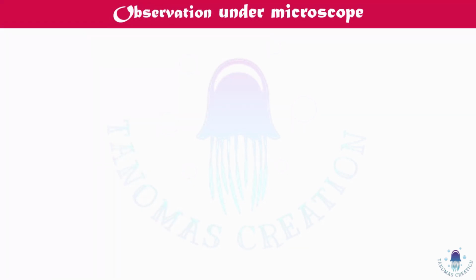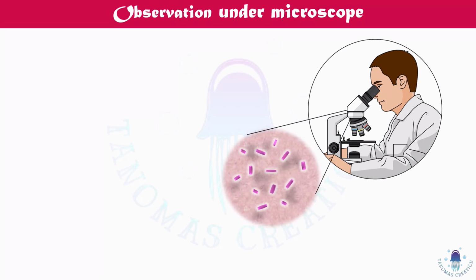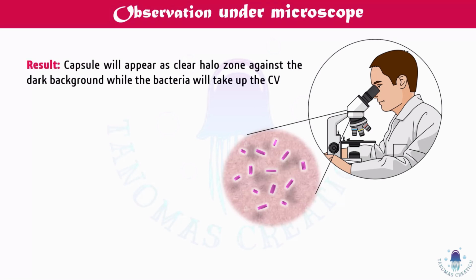Under the microscope, what we'll see is that the bacteria will take up the crystal violet, whereas the background is stained with a mixture of nigrosin and crystal violet, like shown in this picture. The capsule will not take up the stain, and therefore it appears like a halo zone against the dark background, while the bacteria take up the crystal violet.